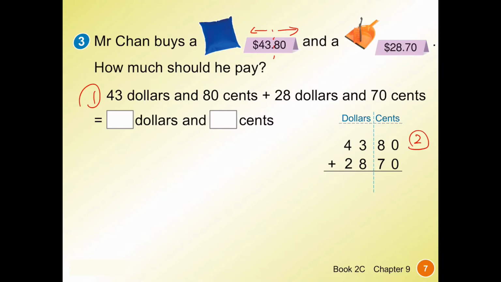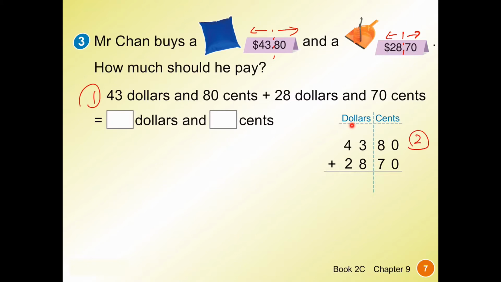For the number that goes in front of the decimal point would be the dollar amount, so $43, and then 80 after the decimal point, so 80 cents, and then 28 in front of the decimal point, so $28, and 70 after the decimal point, so 70 cents. And this is the column form.